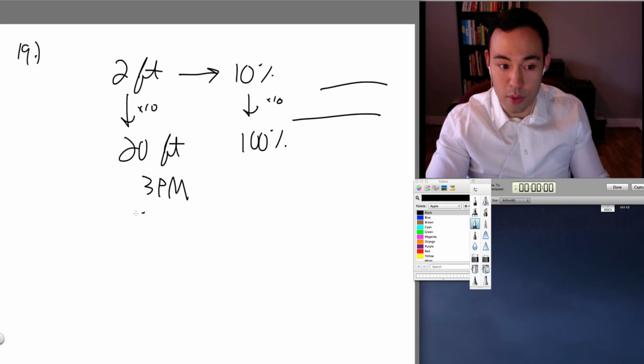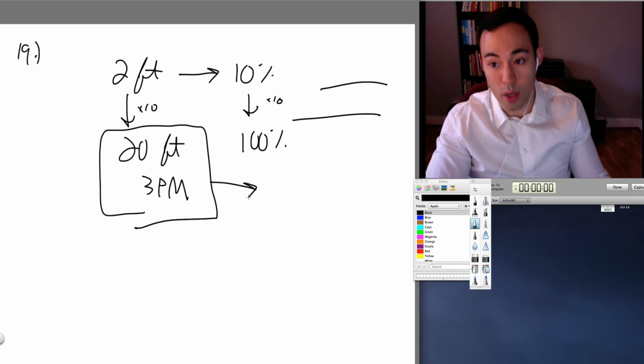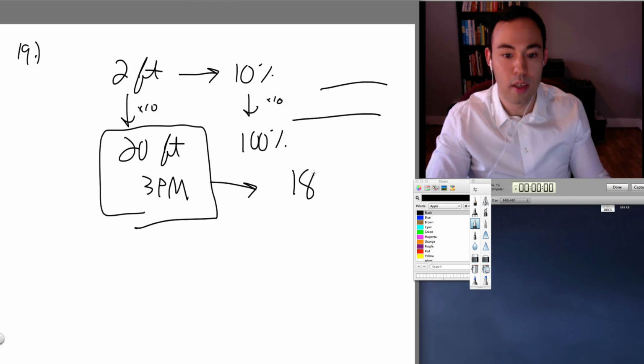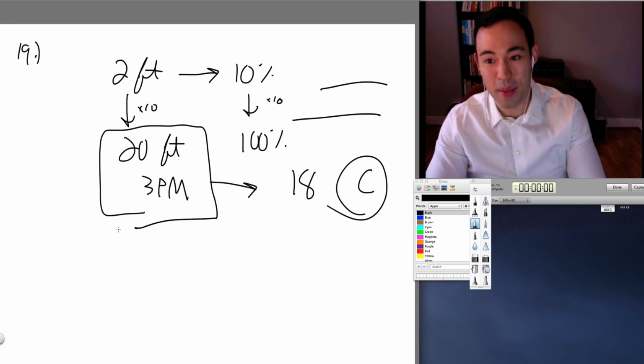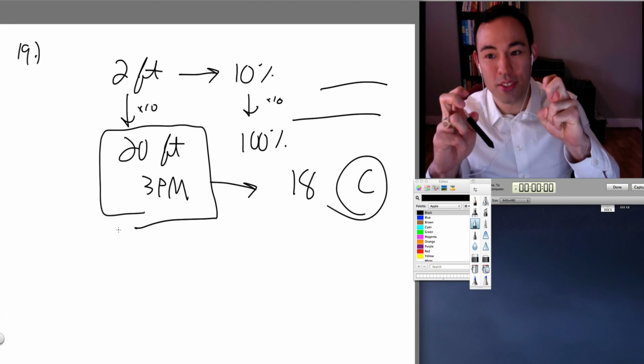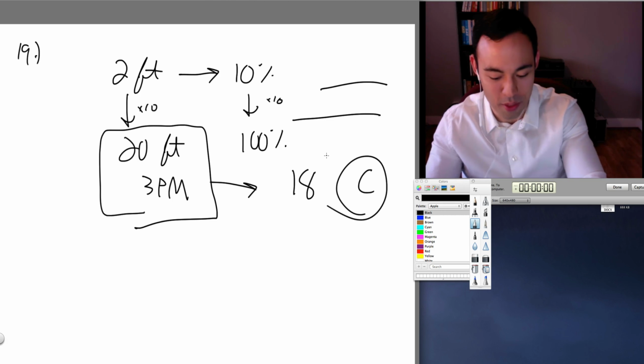And we've just discovered 3 p.m. here. To get from 3 p.m. to 4 p.m., well, as the graph shows us, we drop 2 feet to 18 feet, and that is answer choice C. I notice, the SAT, especially towards the end, they are especially good at making intuitively obvious wrong answers. Okay, so just be careful with that.